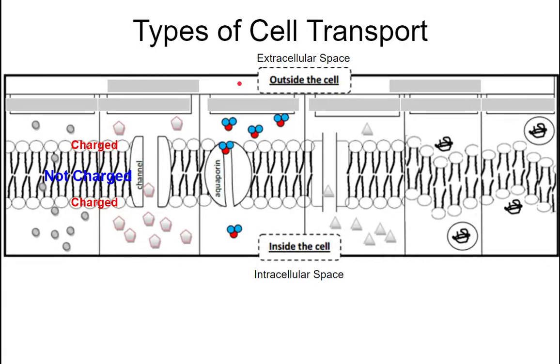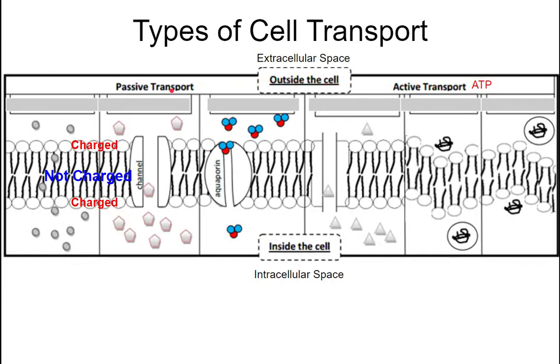All right, so two types. We have passive and active. And the primary difference between these two is that passive does not require energy and active does. Active requires energy in the form of ATP. Remember, that's the major energy that all cells use.